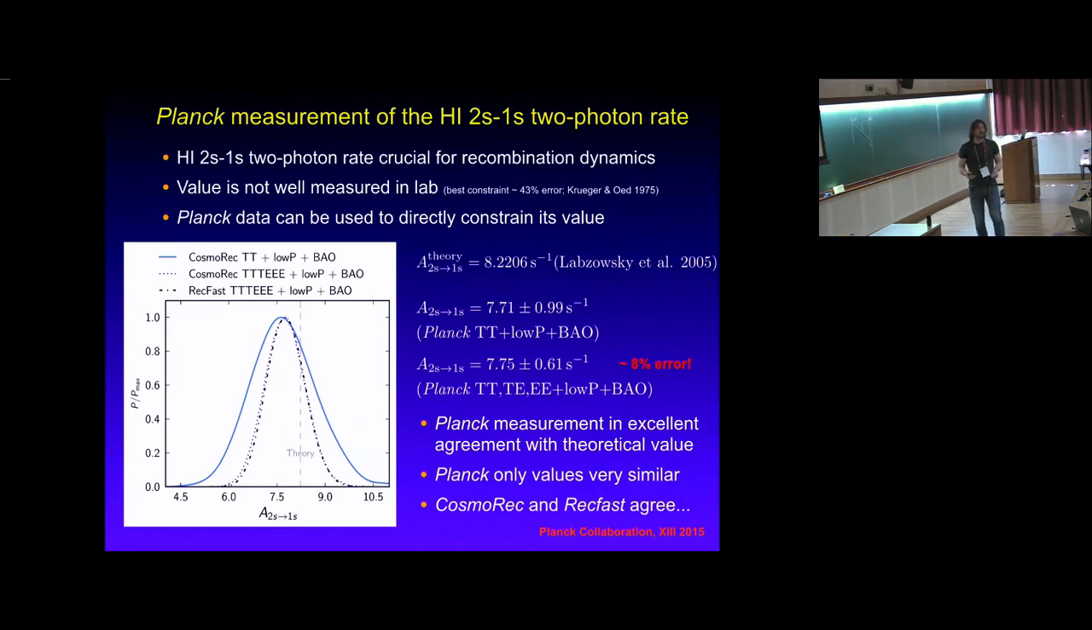And the constraint on the CMB temperature is something like 3% error bar, which is way weaker than the error bar from FIRAS, but it's a different era.